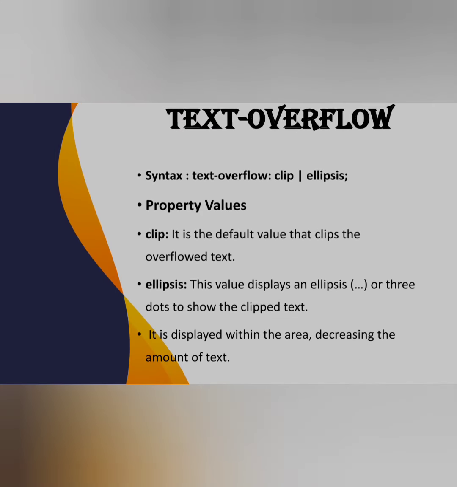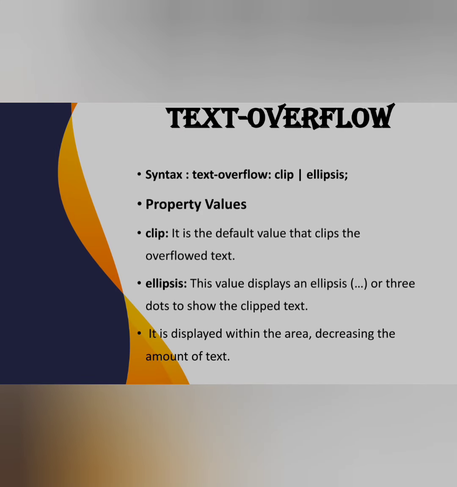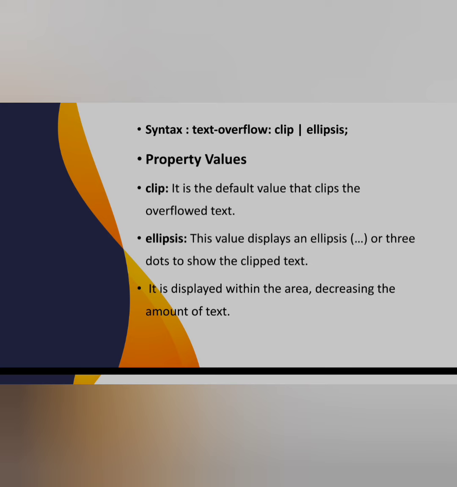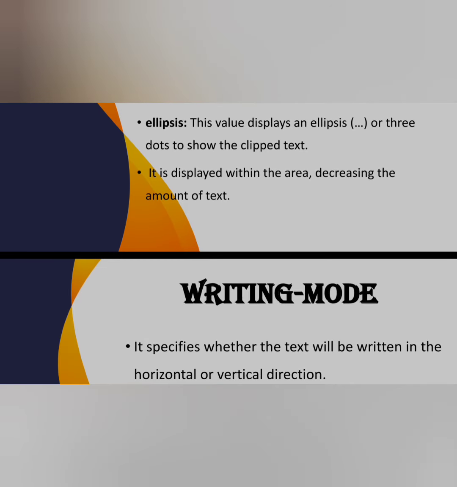Text overflow syntax: text-overflow: clip, ellipsis. Property values. Clip: it is the default value that clips the overflowed text. Ellipsis: this value displays an ellipsis or three dots to show the clipped text. It is displayed within the area, decreasing the amount of text.